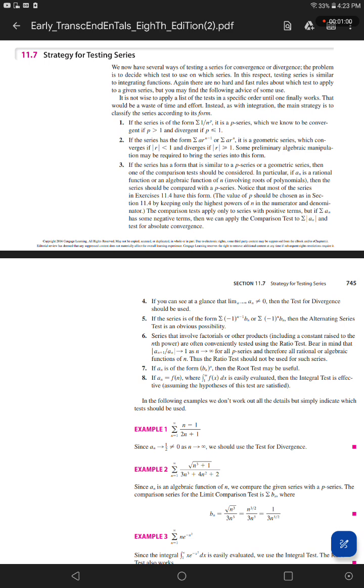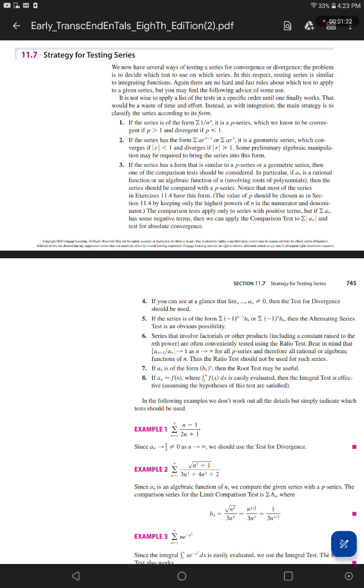Number 1. If the series is of the form the sum of 1 over n to the power p, it is a p-series, which we know to be convergent if p is greater than 1 and divergent if p is less than or equal to 1.